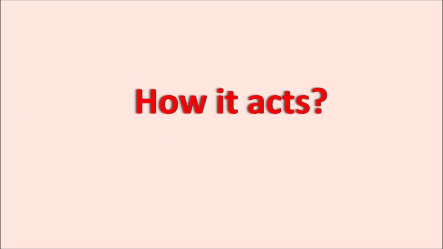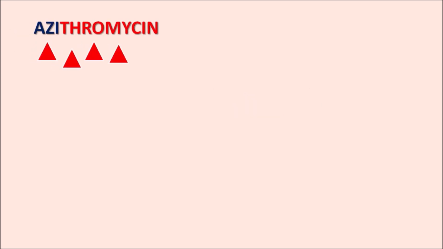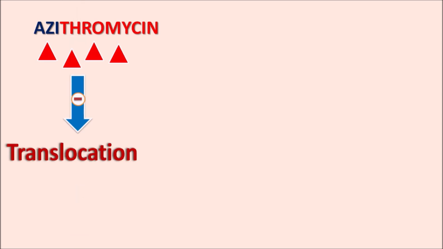Now let us see how this drug acts. Azithromycin is one of the macrolide antibiotics which can bind to the 23S ribosomal RNA within the bacteria, thereby inhibiting the formation of the 50S ribosome within the bacteria. But during elongation, azithromycin can inhibit the translocation process.